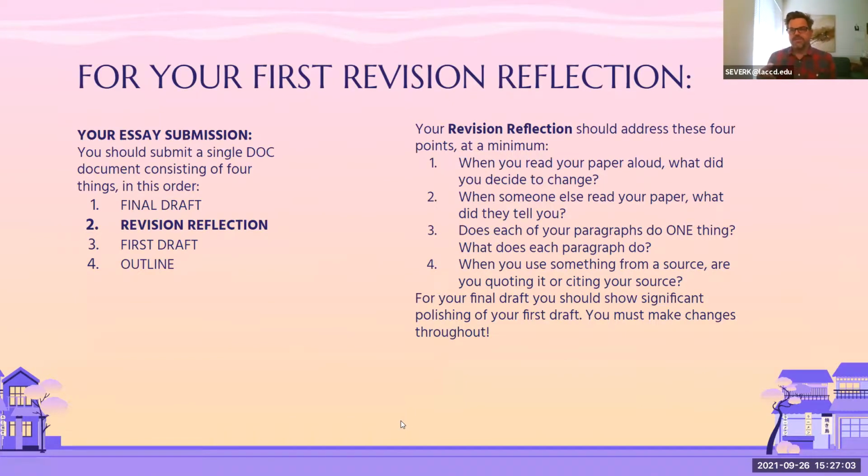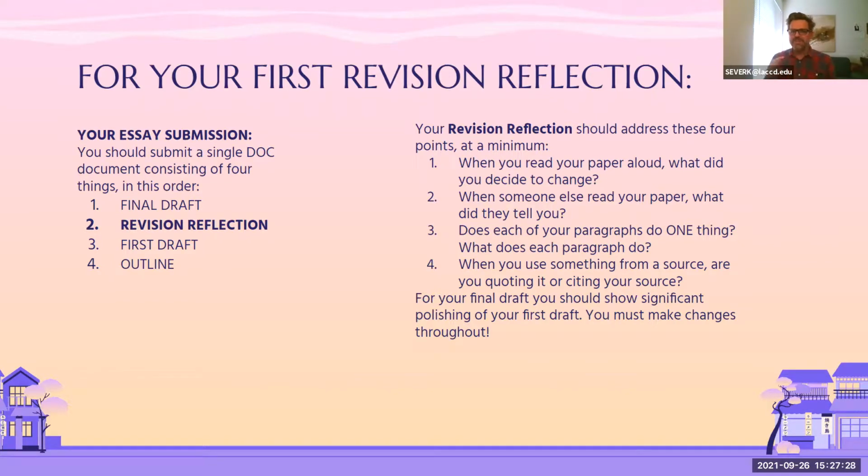As part of your essay submission, you need to turn in a revision reflection. Here's what that means. You need to revise your essay and then write me a short letter explaining these 4 things. 1, when you read your paper aloud, what did you decide to change? 2, when someone else read your paper, what did they tell you? So you have to get someone to read your paper.